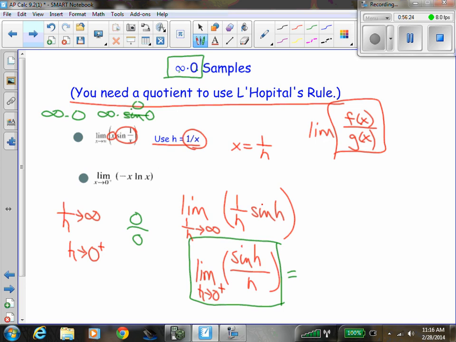Okay? And so now I can L'Hopital it, so I'm going to do the limit as h approaches 0 from the positive side, and I'm going to take the derivative of the top and the derivative of the bottom. And now if I plug in the 0 here, I'm going to get 1 over 1, which is 1. All right. Any question about that?